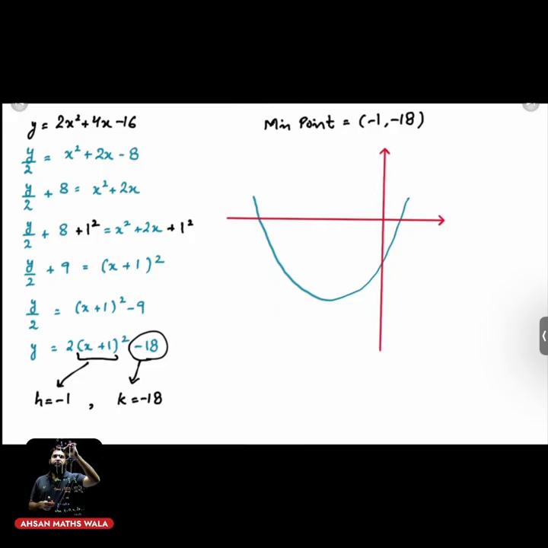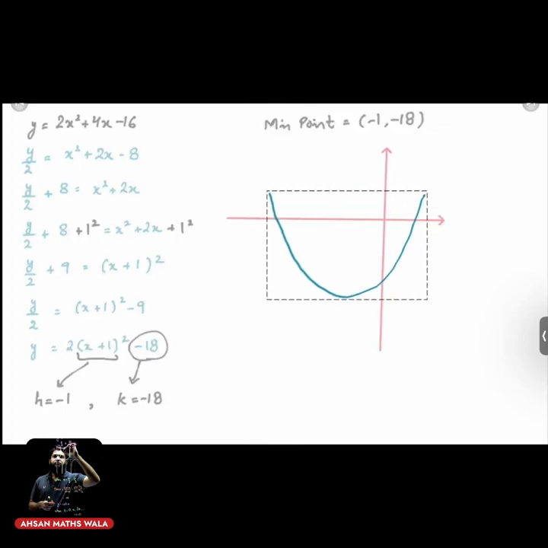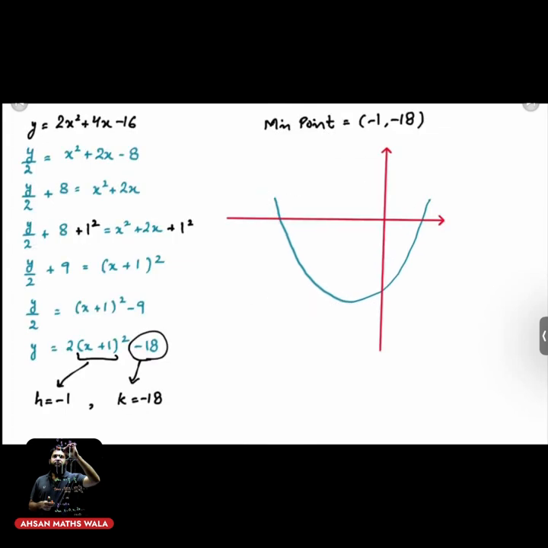Got it? So what is the value here? How can I sketch it? Now basically, this value is -1, this value is -18, and this value is -16. So how come -16? The y-intercept is basically the constant value of the equation.